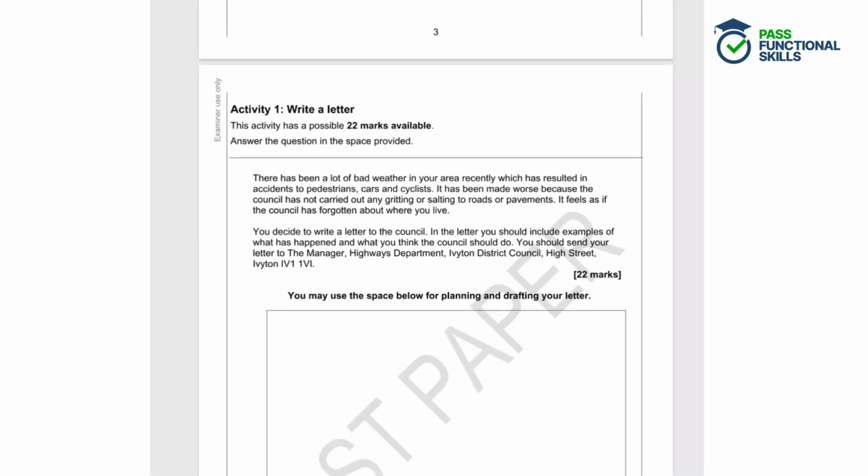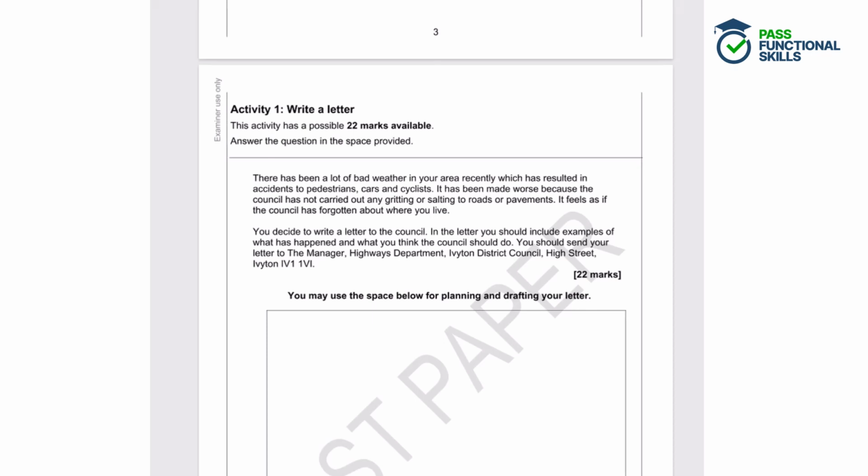Activity 1. Write a letter. There has been a lot of bad weather in your area recently, which has resulted in accidents to pedestrians, cars and cyclists. It has been made worse because the council has not carried out any gritting or salting to roads or pavements. It feels as if the council has forgotten about where you live.